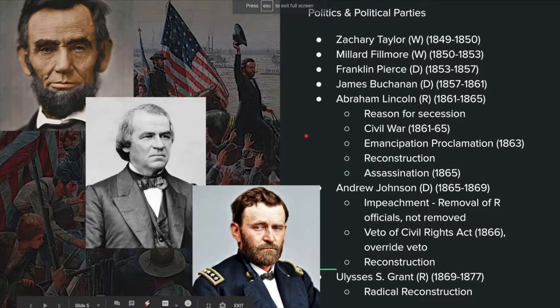Now, politics and political parties. We are starting off with Zachary Taylor, Millard Fillmore. Both of these guys are Whigs, right? This is our second two-party system between the Whigs and the Democrats. We'll have a couple other Democratic presidents. And then we get into our third and final two-party system between Democrats and Republicans with the election of Abraham Lincoln.